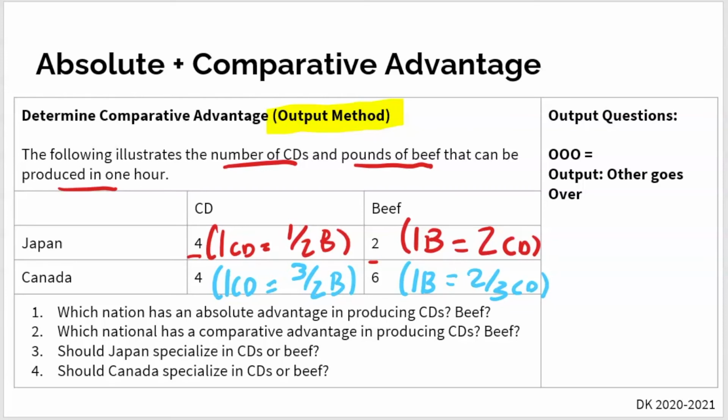Well, Japan, for every CD, they're giving up 1/2 pound of beef. Canada, for every CD, they're giving up 3 halves of beef. So the lower opportunity cost here is half a pound of beef. So Japan should specialize and only produce CDs.